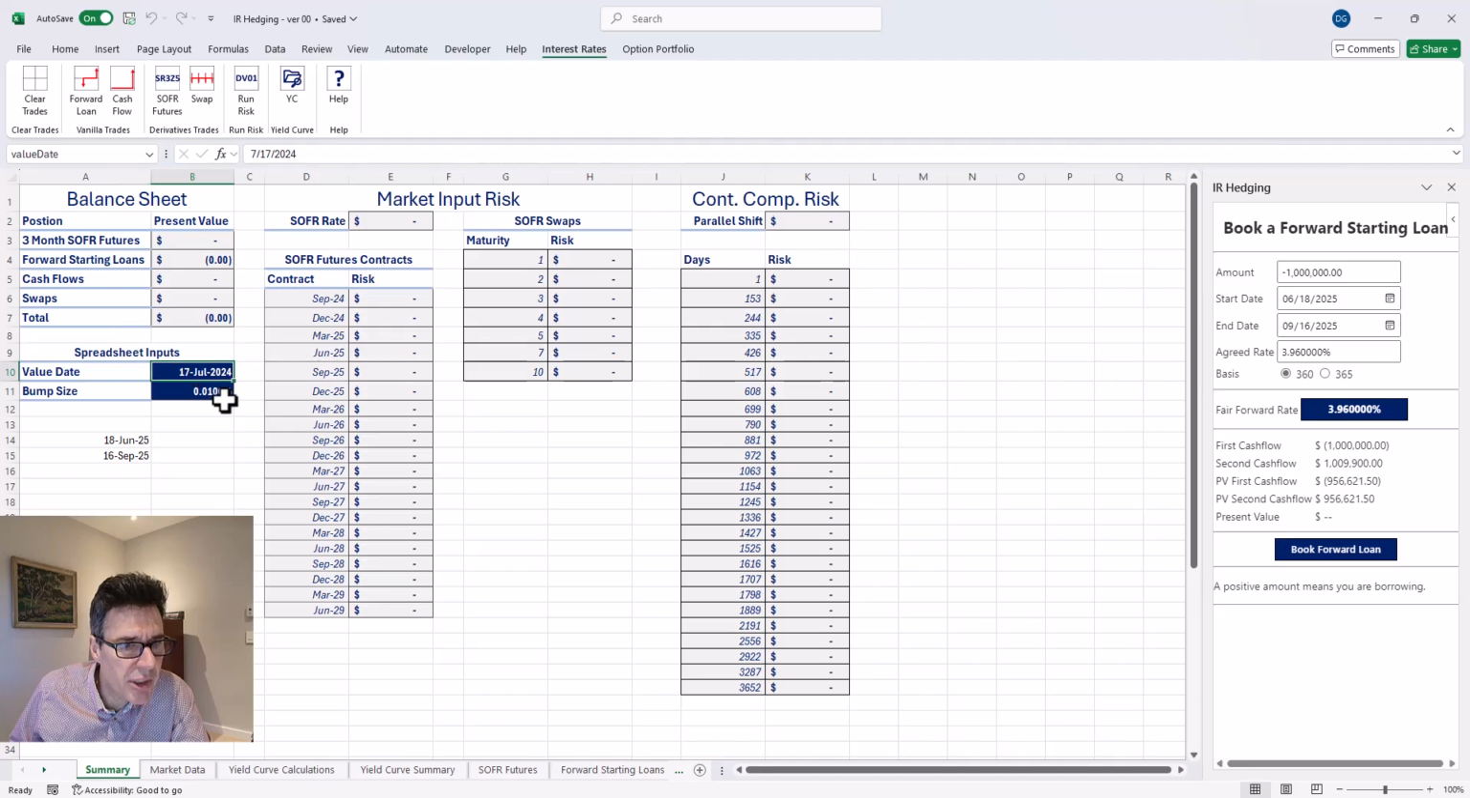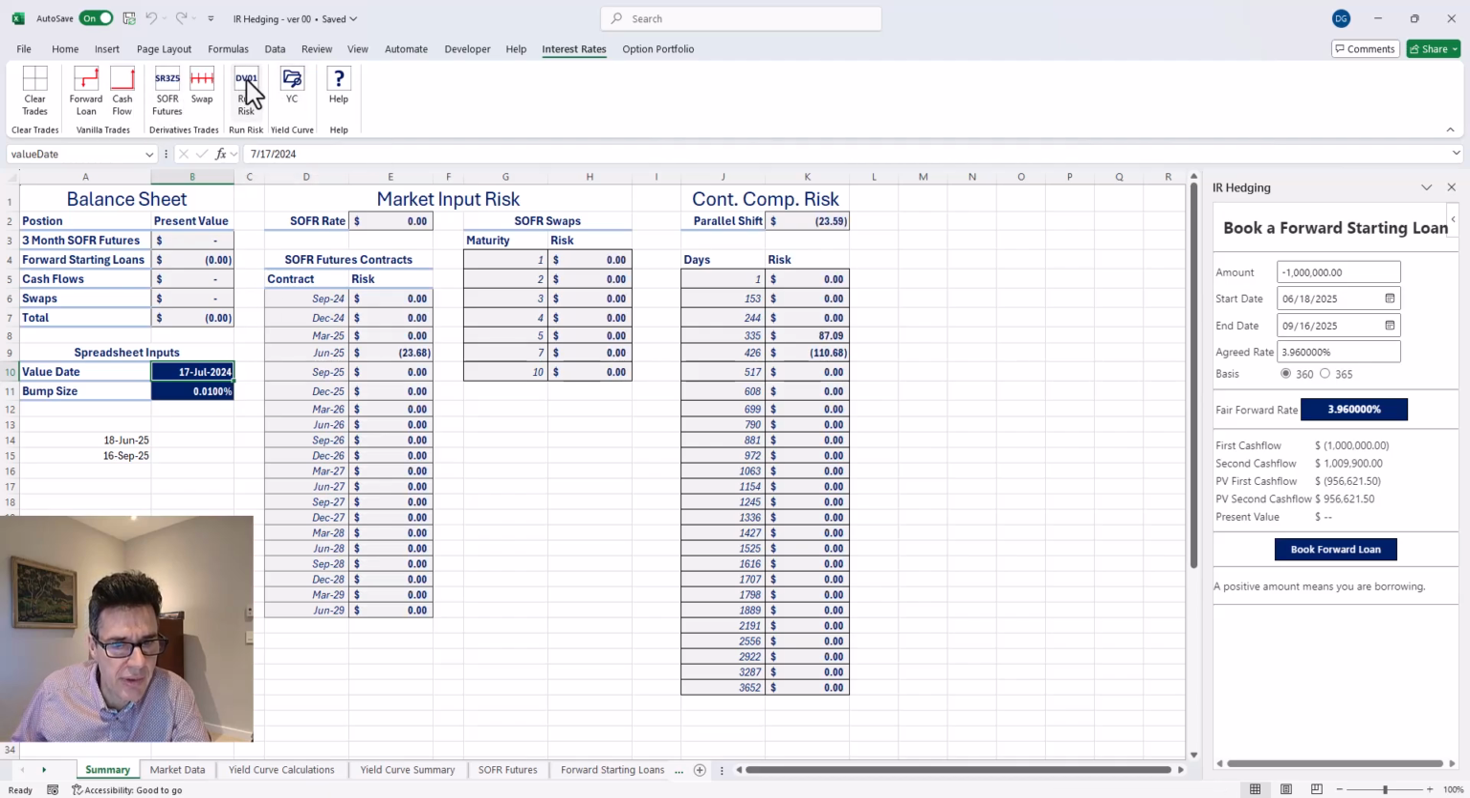I forgot to mention the value date for this particular yield curve is July 17th, 2024. So this loan that we're making is about a year into the future. I'm going to click on the Run Risk button. This is calculating DV01s, and we're going to spend our time looking at the market input risk, which is changing the rates on the market inputs up by 1 basis point.